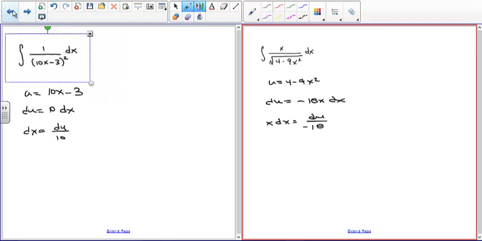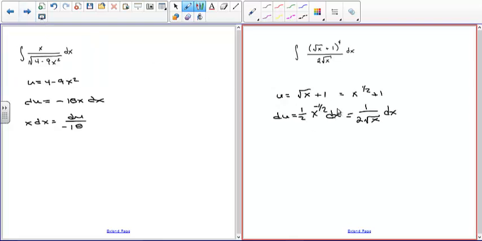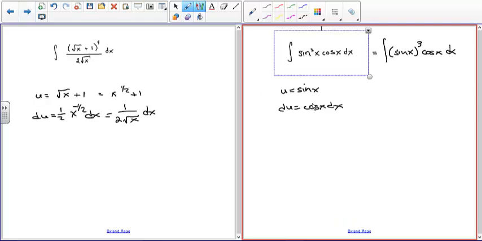Okay, so let's look at them here. All I need here is x times dx. So I take this, divide both sides by negative 18. So my x dx substitution is du divided by negative 18. Here I have dx over 2 times the square root of x, which is exactly what I have here, so I don't have to make any changes. I can just substitute du directly. Same with this one. I've got cosine of x dx as the stuff that's not involving the direct u substitutions, so this part will just be du.